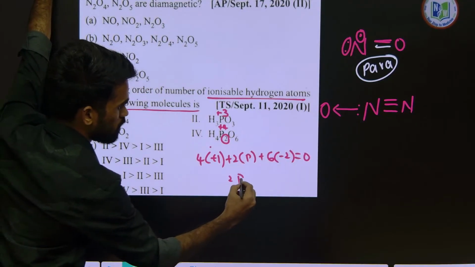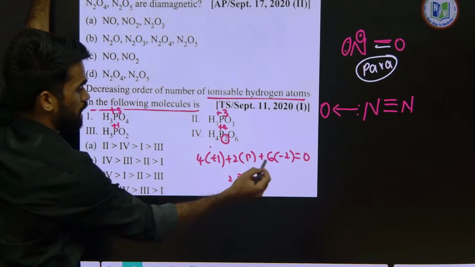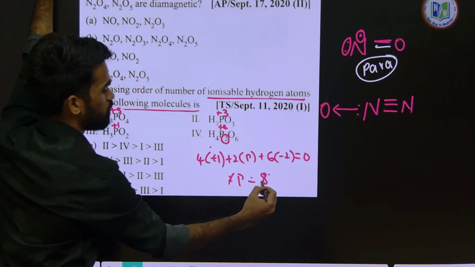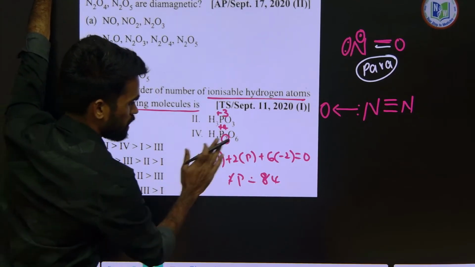Let me show how I am calculating this. 4 hydrogens, each one +1, 2 phosphorus, 6 oxygens. So 2 phosphorus will be minus 12 plus 4 minus 8; if I send that to the other side it becomes plus 8, so 2 by 2 means +4 for each phosphorus. It's a very basic one right now.